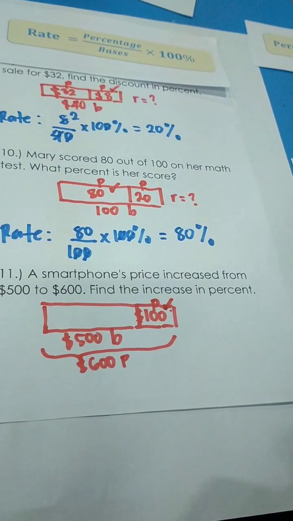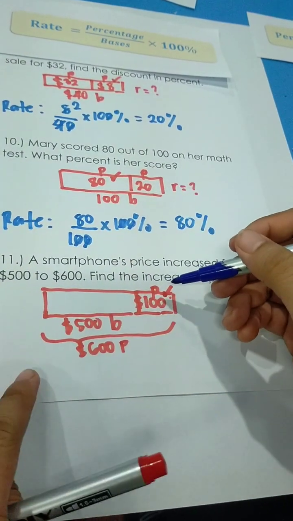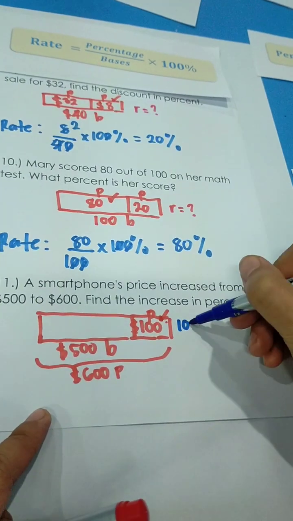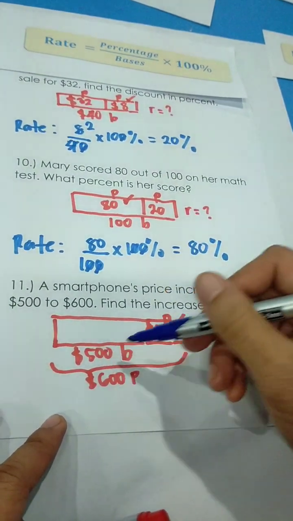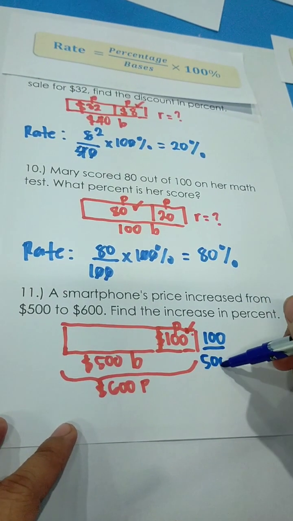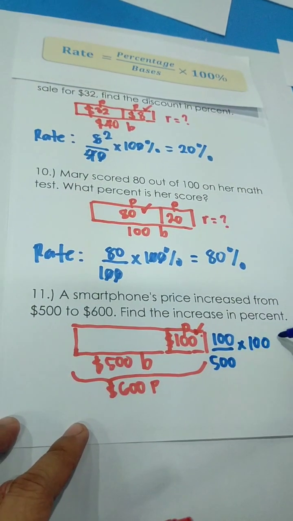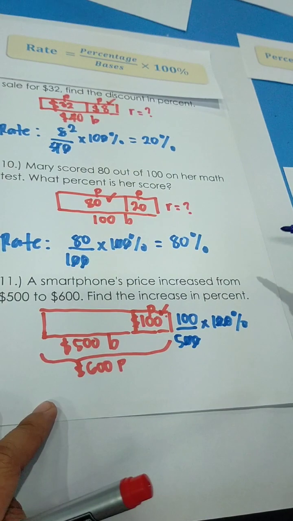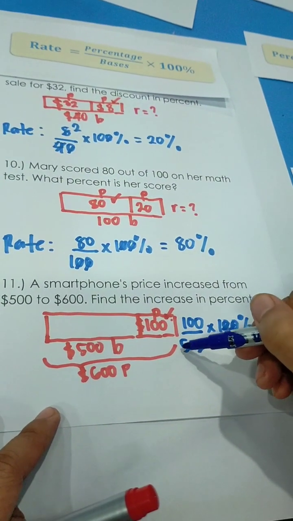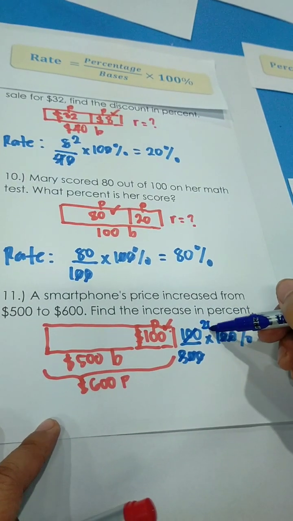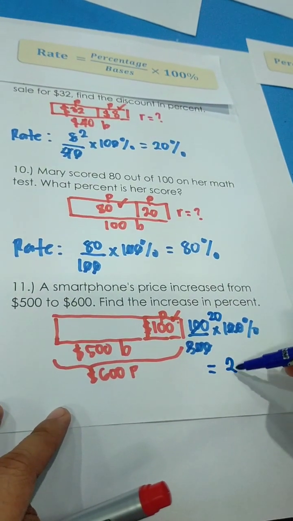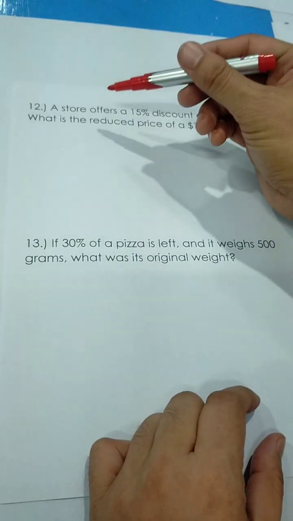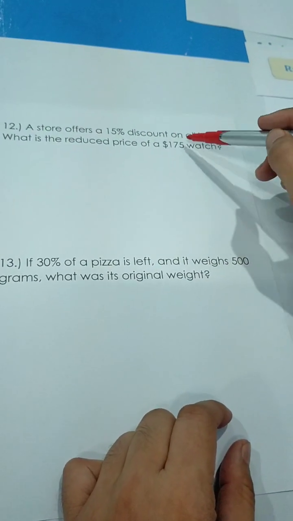So let's use the formula of rate. The percentage is 100 divided by the original, which is the base. Pair the zeros, cancel. And then 100 divided by 5 is 20. So 20% is the increase. Number 12, a store offers 15% discount on all items.